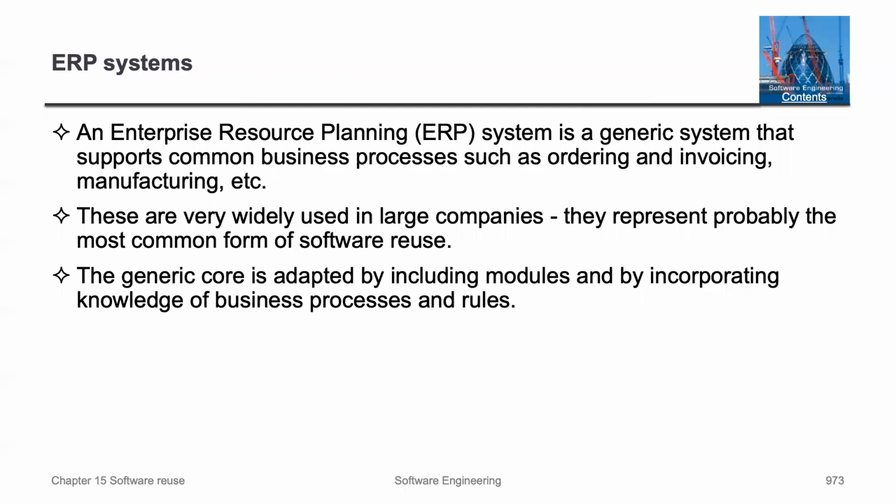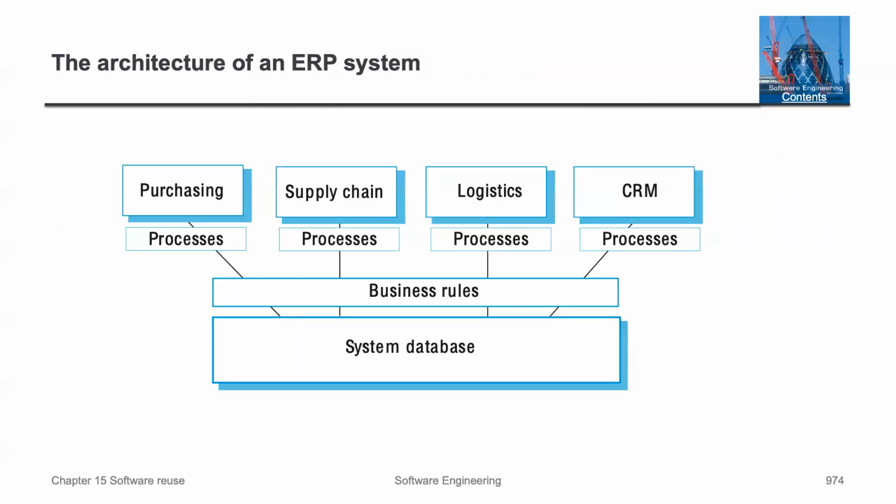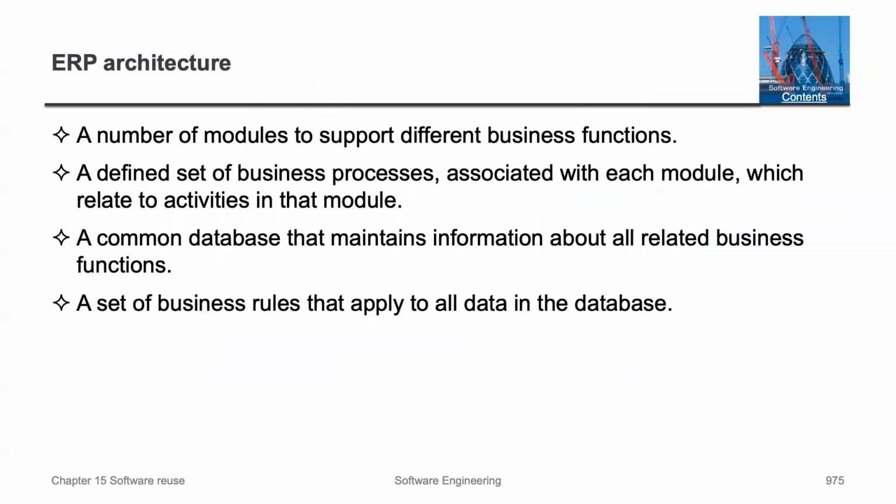For enterprise resource planning, this can be a generic system that supports common business processes such as ordering and invoicing, manufacturing, etc. They're very widely used in large companies, and they represent probably the most common form of software reuse. The generic core is adapted by including modules and by incorporating knowledge of business processes and rules. Here's an example of an architecture for an ERP system. You can look over that. There are a number of modules to support different business functions, a defined set of business processes associated with each module, which relate to the activities in that module, a common database that maintains information about all related business functions, and a set of business rules that apply to all data in the database.